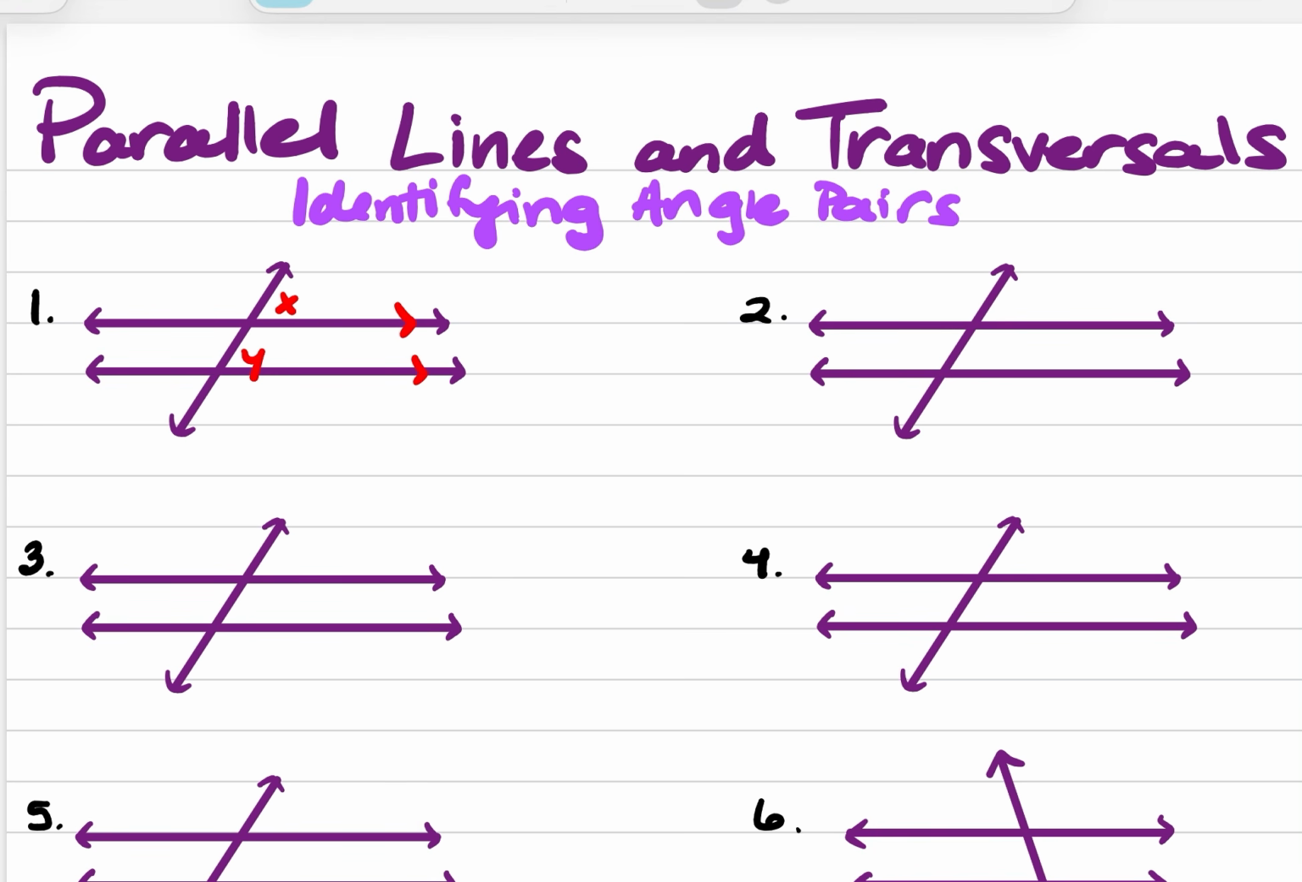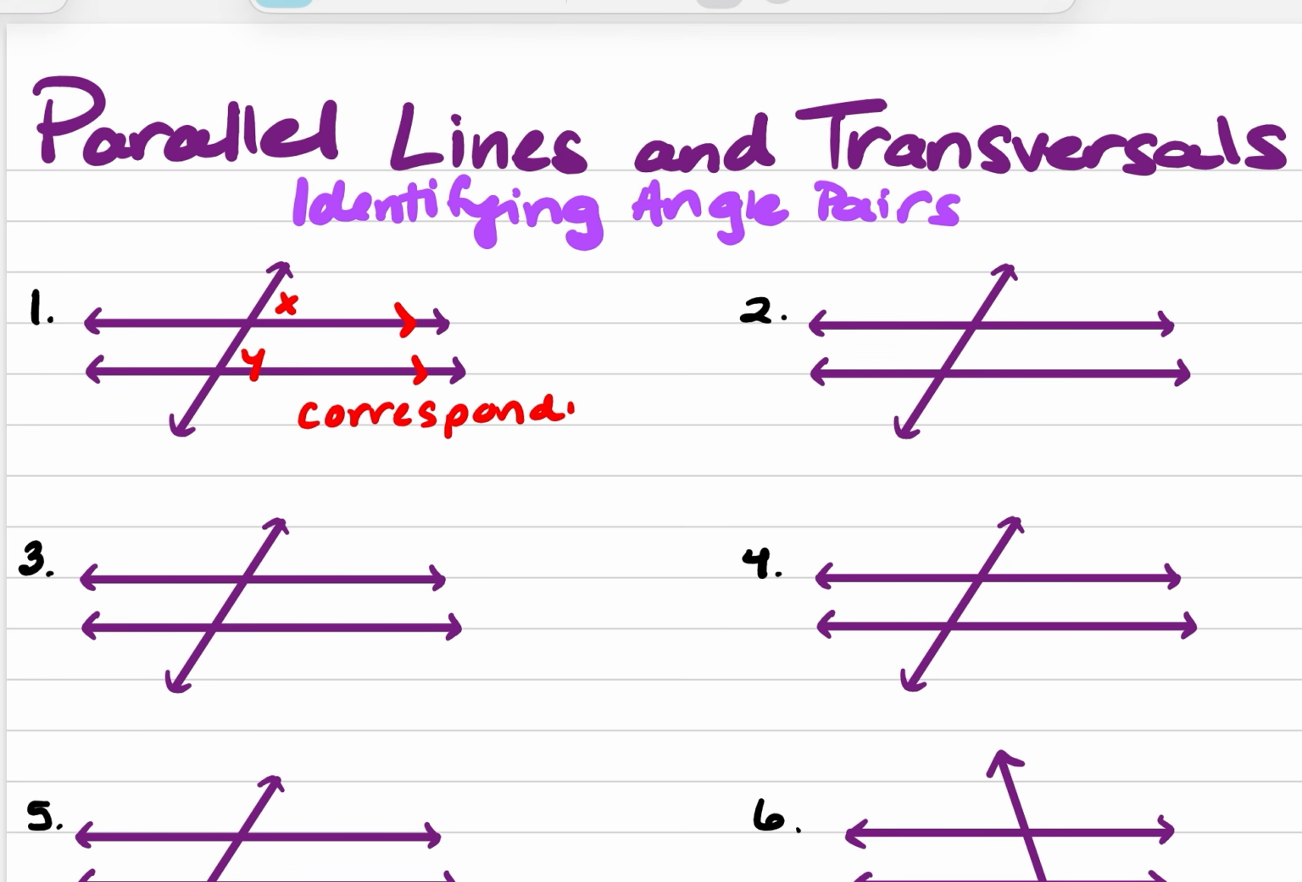we'll have these two angles, x and y, and those are called corresponding. They're in the same position, they're both above their respective line, and they're both on the right of the transversal. They're in corresponding positions, so we call them corresponding angles.